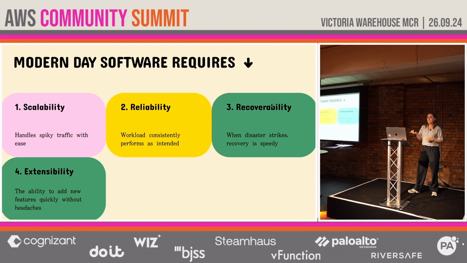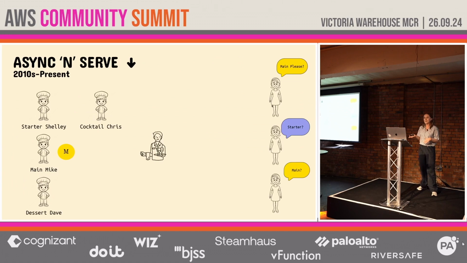We also want to be able to add new features quickly without additional headaches. And so going back to the analogy, we can just add Cocktail Chris. And because we've split these up into domains and we have separate teams managing each system, it's really easy just to tag on a new microservice, rather than back in the monolithic days, where tying something in all together could be really complicated and quite risky as well.